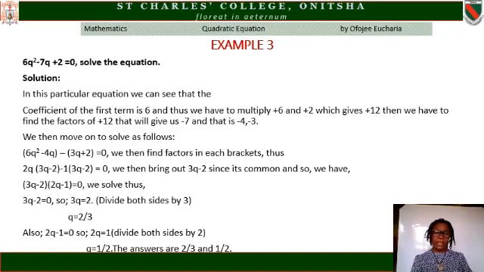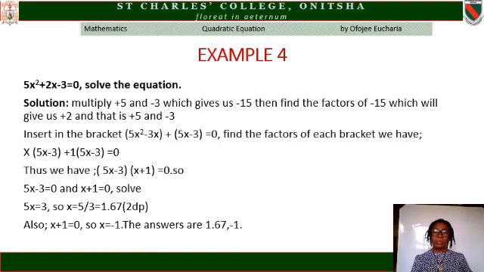When we solve 3q minus 2 equals 0, we have 3q equal to 2. We divide both sides by 3, which gives us q to be 2 over 3. Also, 2q minus 1 is equal to 0. 2q equals 1. When we divide both sides by 2, we have q to be 1 over 2. And so, it gives us the answers as 2 over 3 and 1 over 2.